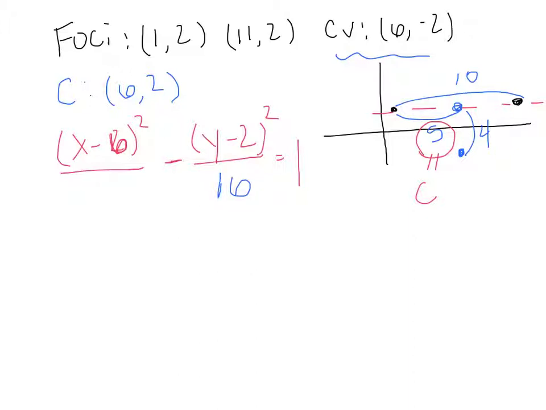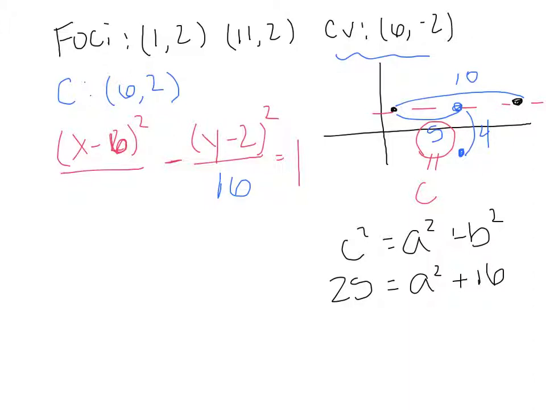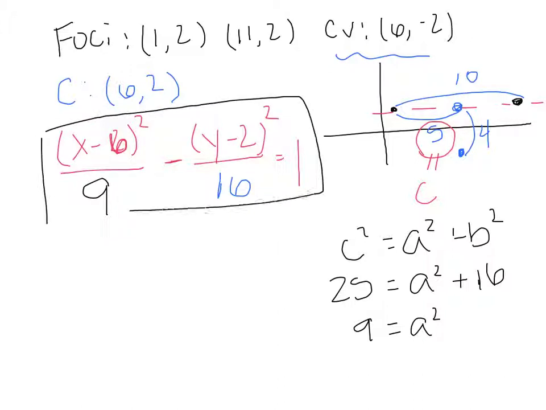Well, now we know c and we know b. We can go ahead and find a using that equation we have for the foci. c squared equals a squared plus b squared. So 25 equals a squared plus 16. Subtract 16 from both sides, so you get 9 equals a squared. So we could find the vertices and all that good stuff. However, we're just trying to write the equation, so we have enough information to write our equation. a squared goes in the bottom of the fraction, in the denominator, and we have the graphing form for this particular hyperbola.